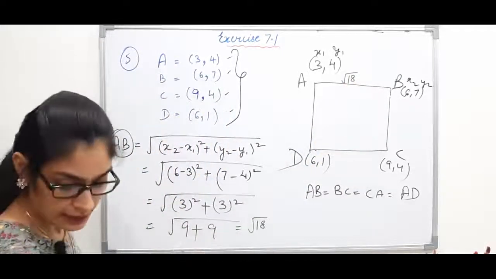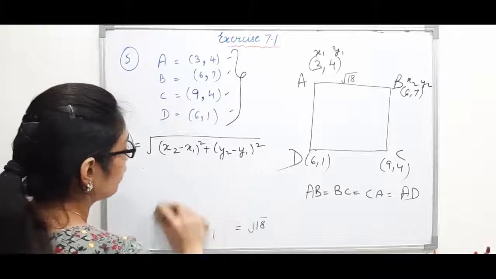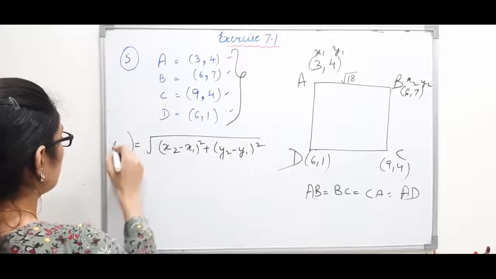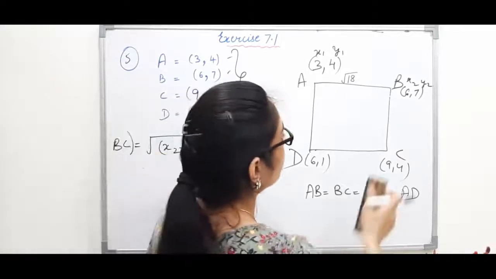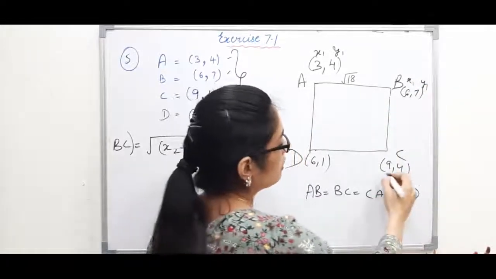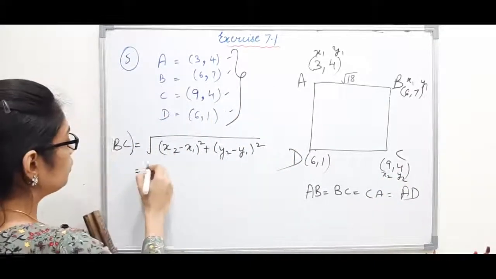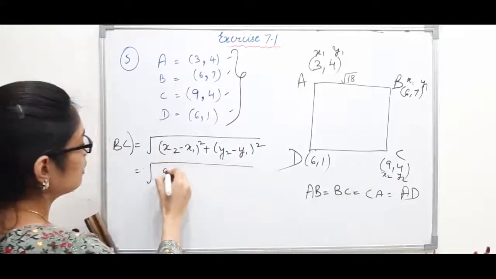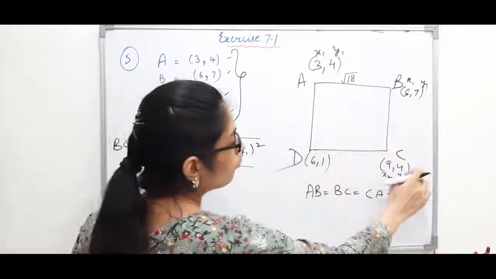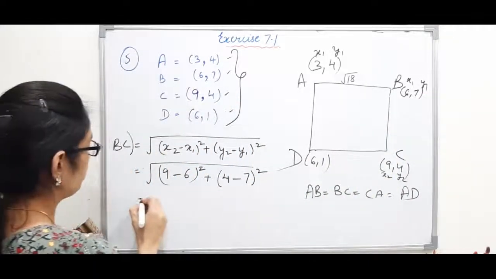Now let's find out BC. Same formula we have to use again because we are finding the distance between the given points. So BC we will do now. Let's see the values of x1. So now we'll name these values as x1, y1 at B, and at C I will give x2, y2, because we are finding BC now. So let's substitute the values. x2 is 9, x1 is 6. You can see the values I have written over there. y2 is 4 minus y1 is 7 whole square.